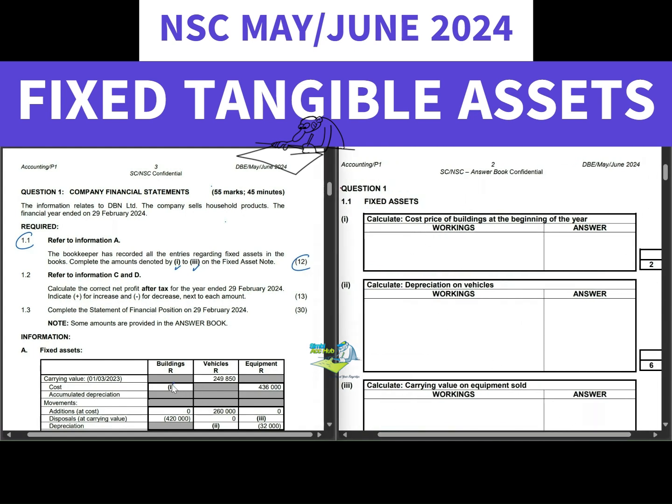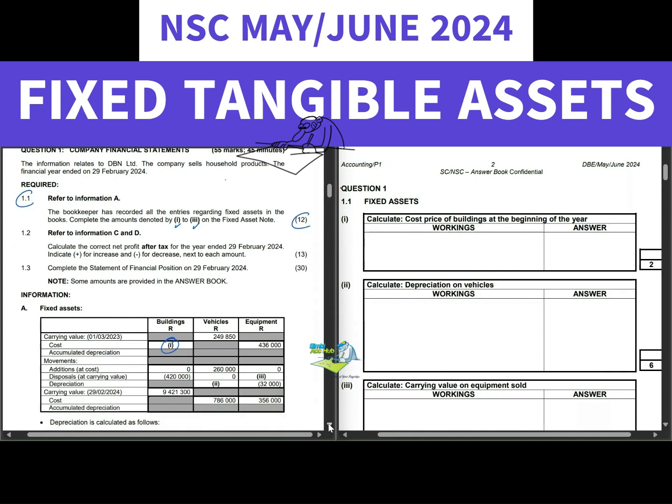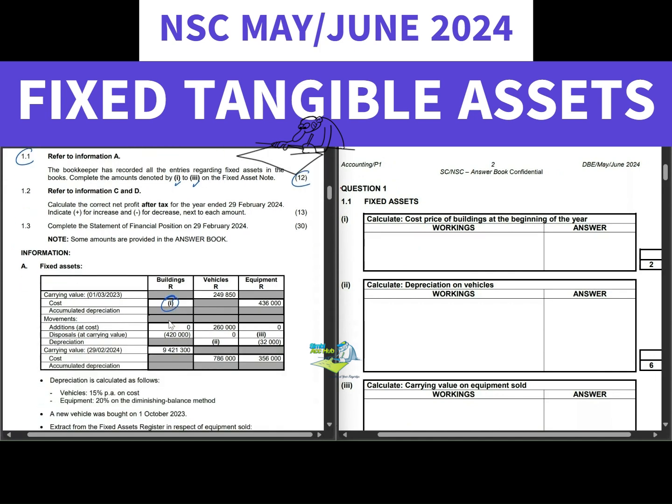Number 1 is over here under our buildings, and we are required to calculate the cost of buildings at the end. So you will see that in this question, they did it differently. In most cases, you would be given additions, but in this case, you were given a disposal. And the examiner wanted to see, are you able to come back to the cost at the beginning? So it's very simple.